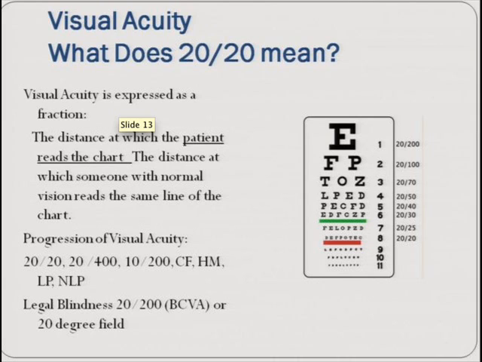Now, just for your information, the government considers legal blindness as the best corrected visual acuity in the better eye of 20/200. This is for tax purposes and other individual things that might pertain to you as far as being reimbursed. Also, you can have 20/20 vision but have a field of vision down to 20 degrees.